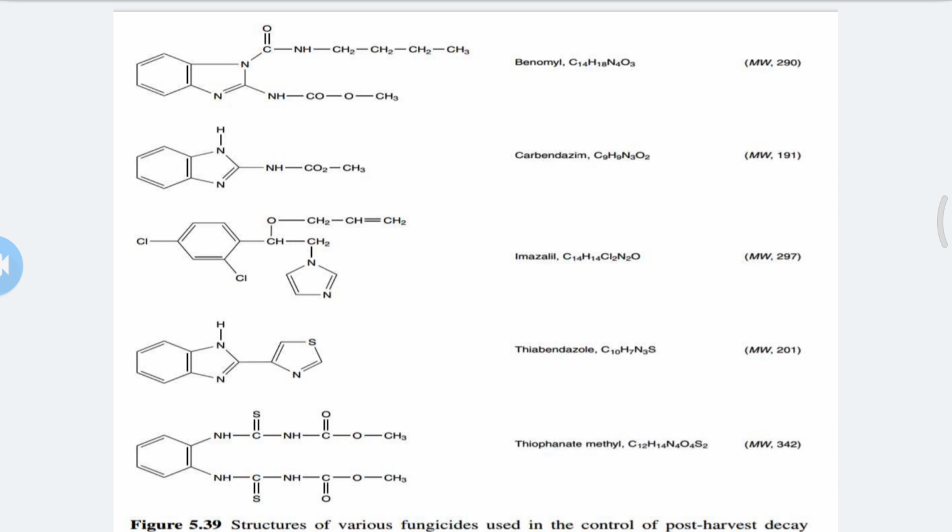It was found that APCI was more sensitive for this analysis. Carbendazim and thiabendazole were successfully studied, and it is more sensitive for their analysis.